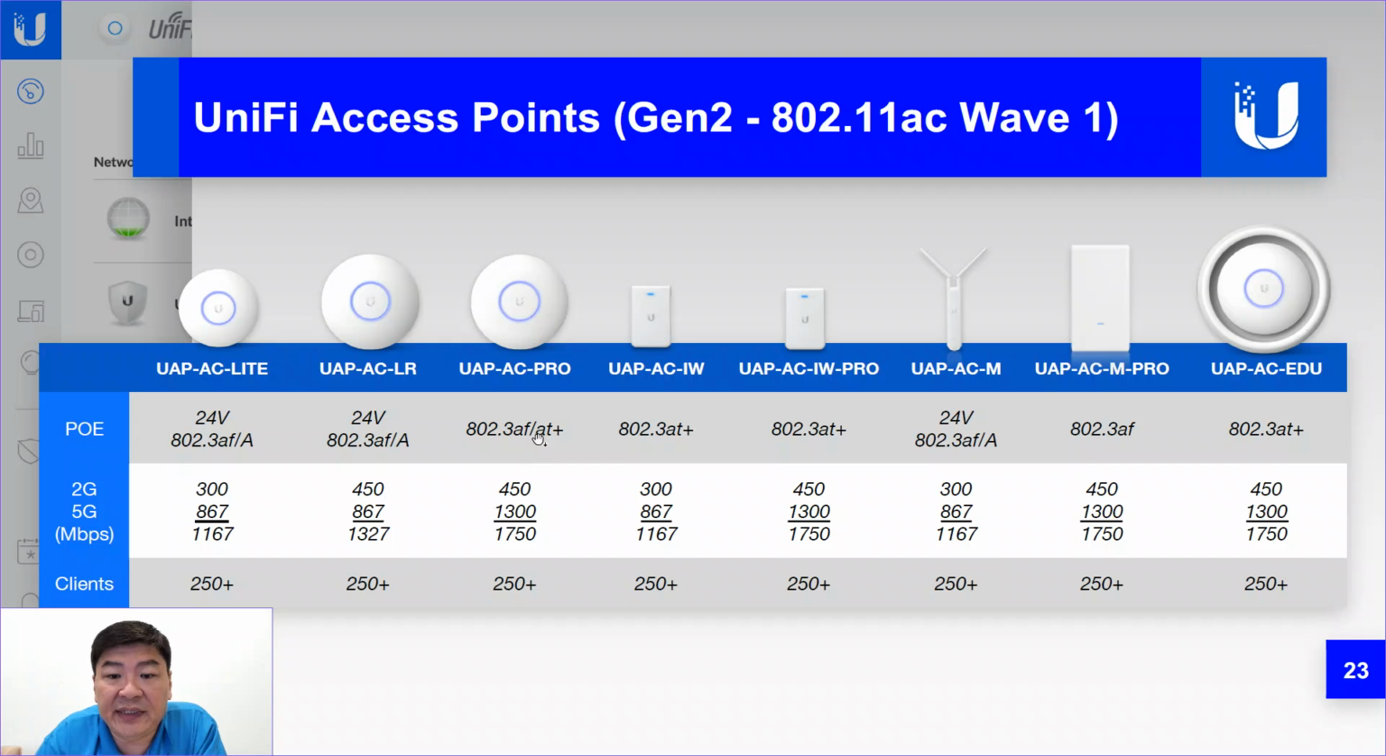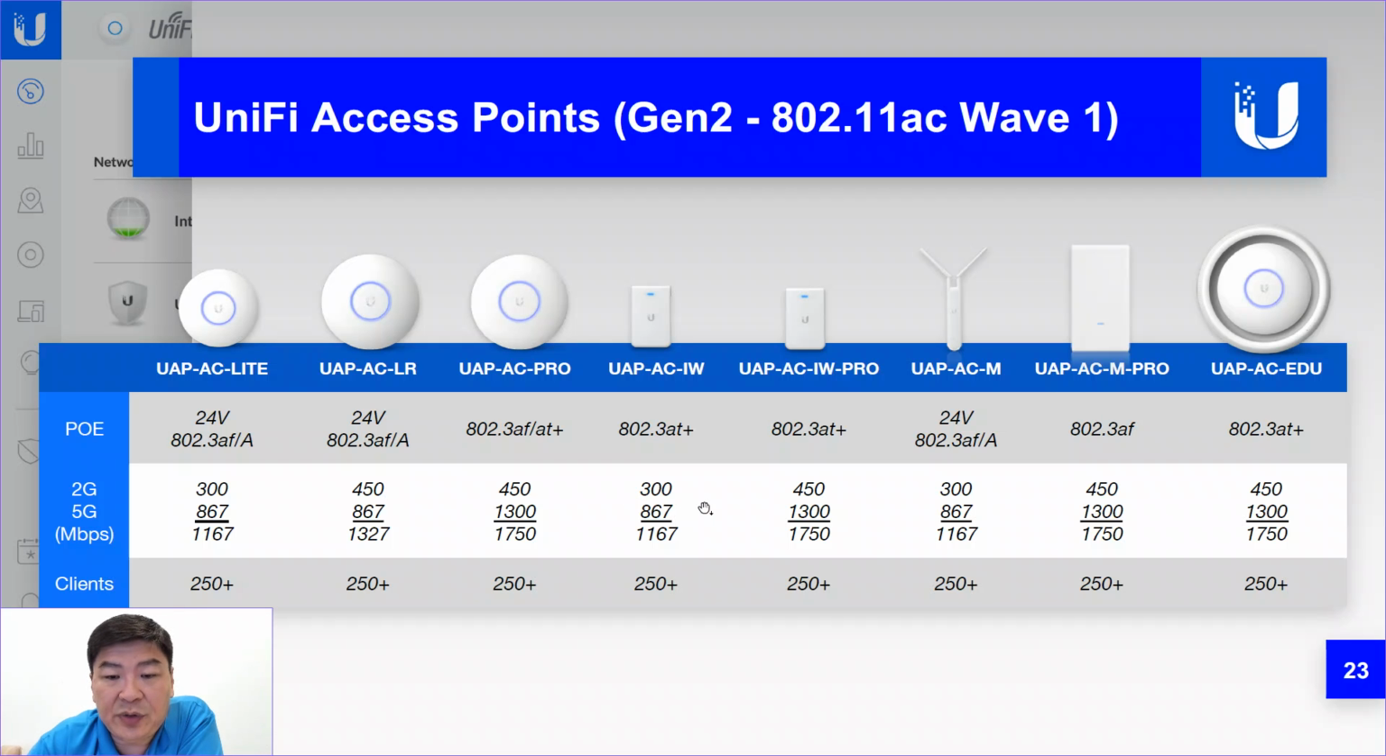For the AC Pro, it's a 3x3 radio. So it has 3 transmitting and 3 receiving radios. That's the reason why we say 3x3. The radio is dual band, and the antennas are 3x3. So there's 3 transmitting and 3 receiving. Take note of that. The first three models I've talked about so far are all dual radio access points.